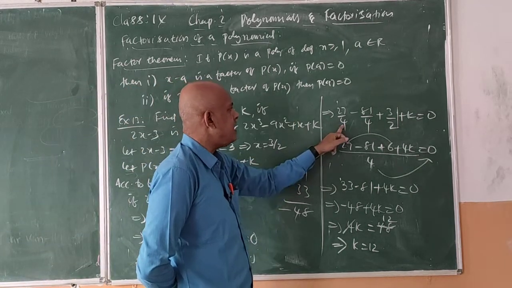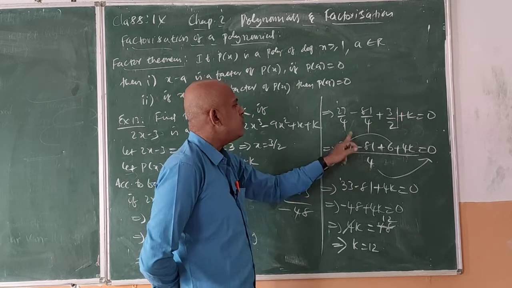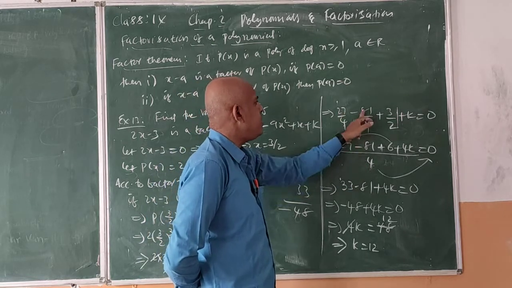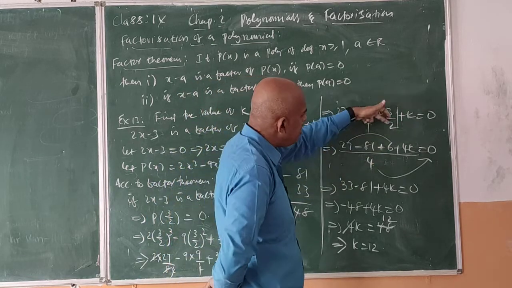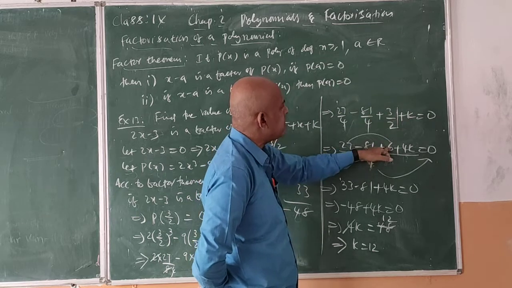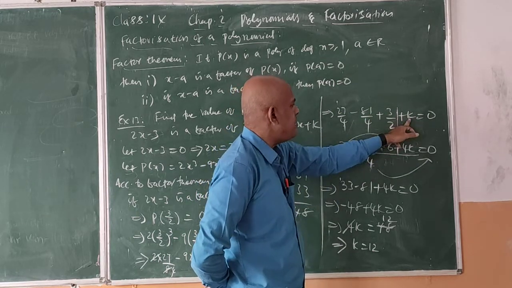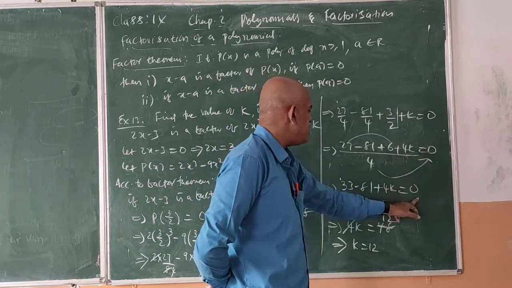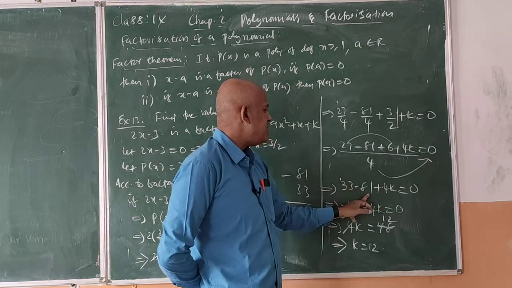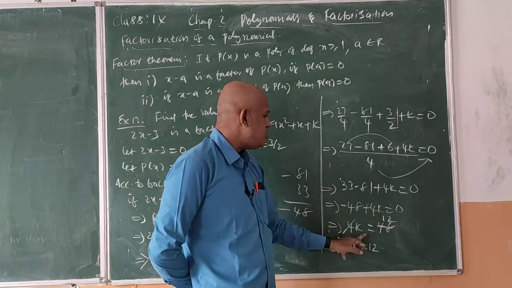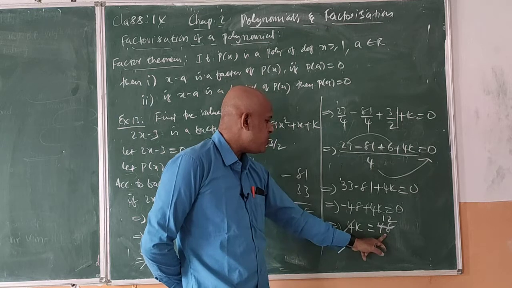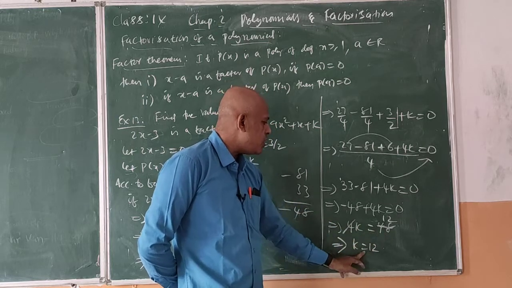We should be very careful with the LCM. Here the LCM is 4. When the denominator and LCM are the same, we take the numerator. Since the denominator is different, 2 twos are 4, 2 into 3 is 6. No denominator, multiply with the LCM. Then 4, when transposed, 0. 33 minus 81 minus 48 plus 4k is equal to 0. 4k, minus 48 comes to this side plus 48. So 4 ones are 4, so k is equal to 12.